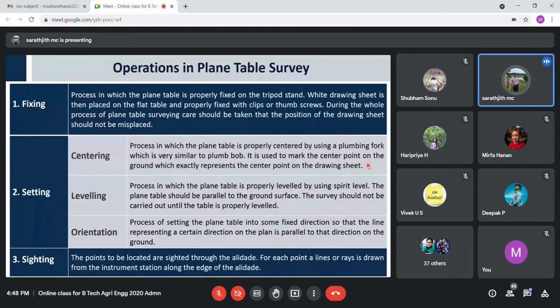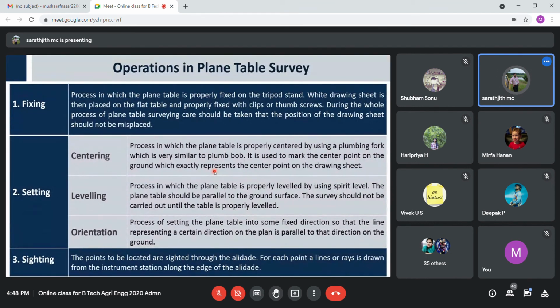And the second operation which comes under setting is the leveling. It is a process in which the plain table is properly leveled by using a spirit level. I have mentioned you have to keep the spirit level at the four edges of the plain table and ensure that the bubble is at the center of the lines, which tells you that the table is in a horizontal position. The plain table should be parallel to the ground surface. The survey should not be carried out until the table is properly leveled.